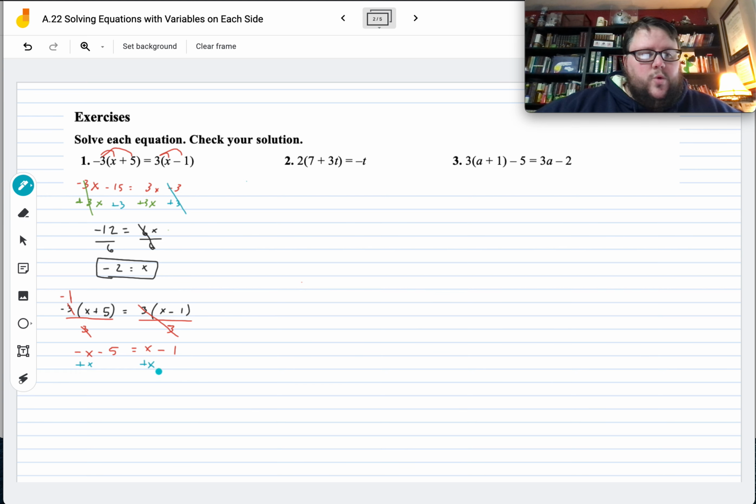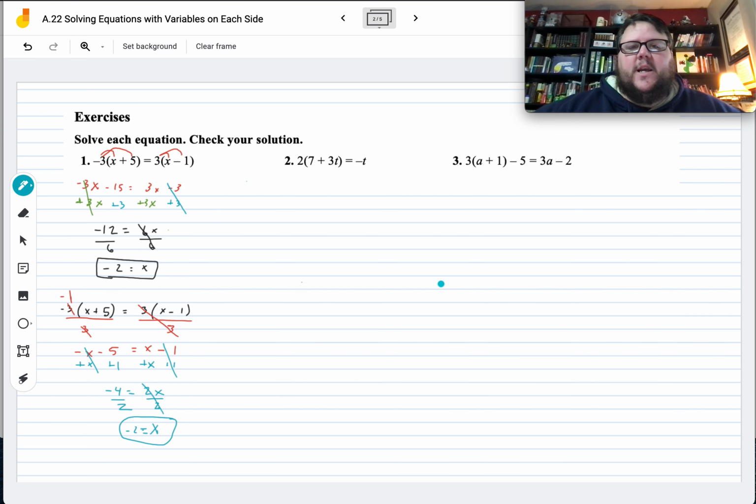And if my x's are going to the right, my constants are going to go to the left, so I'm going to add 1 to both sides. My 1's cancel here, my x's cancel here, and I get negative 4 equals positive 2x. Then divide by 2, and I get x equals negative 2. So again, I get the same answer, but it was a different way that I did the problem.